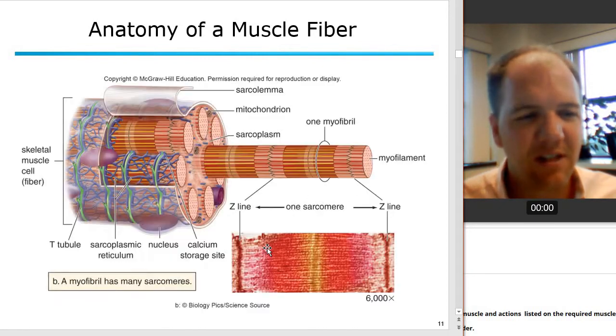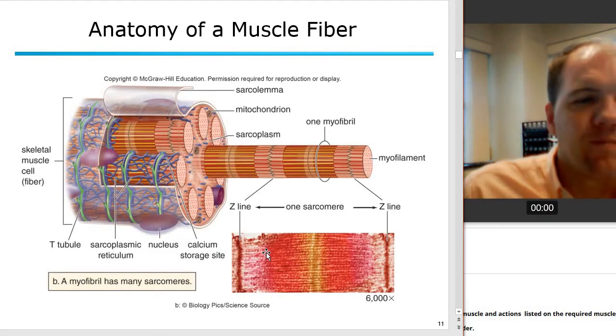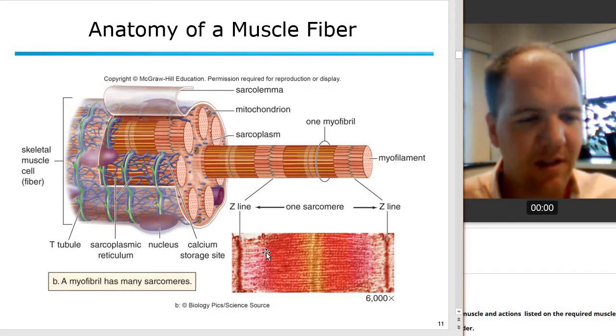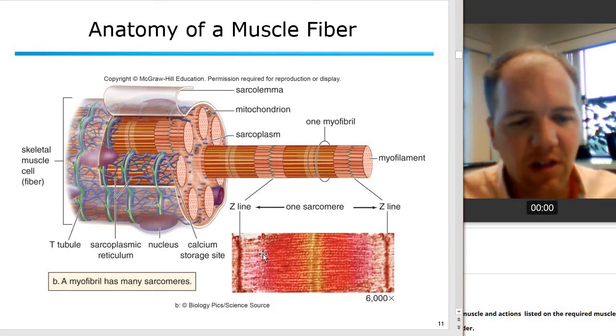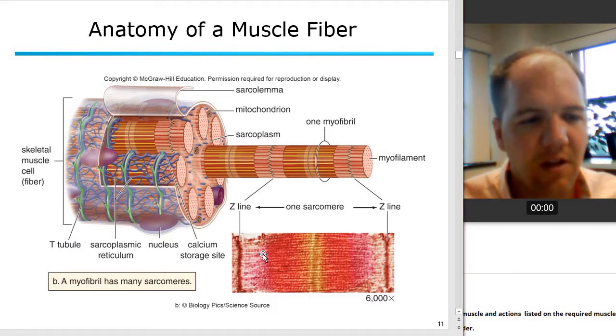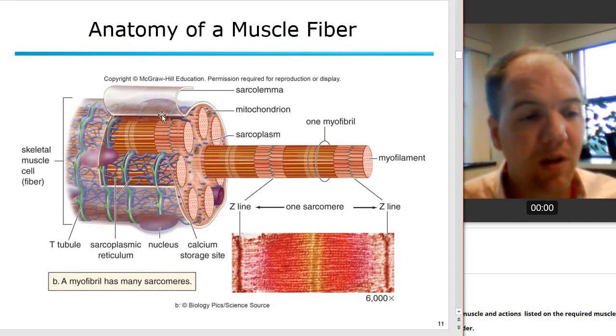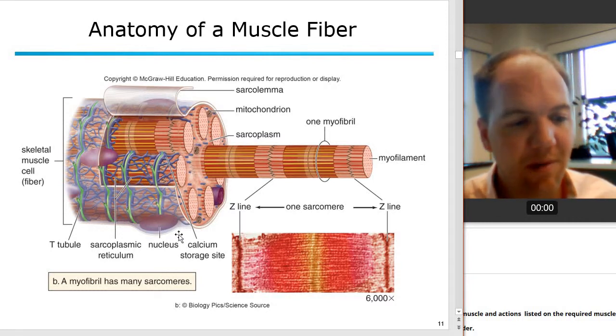So there's two types there. Does that make sense? Hopefully that makes sense. You'll want to know that general anatomy. It's a hierarchy, like we talked about with organization of living things. This is the hierarchy of muscle anatomy. Now we're going to go down and look at a single muscle fiber.